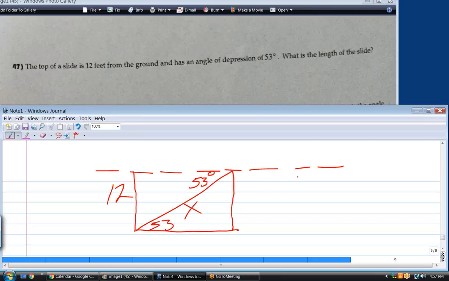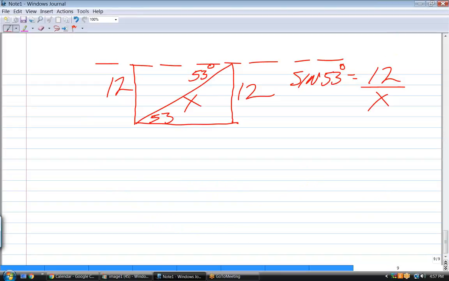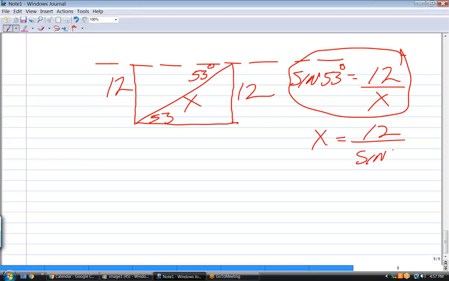What's my equation? Sine of 53 equals 12 over x. Correct. Now this one's a little more difficult to solve because it's two steps. I can't solve that in one step. I have to multiply both sides by x, and then I have to divide both sides by the sine of 53. So that's what you want to put into your calculator to come up with x.